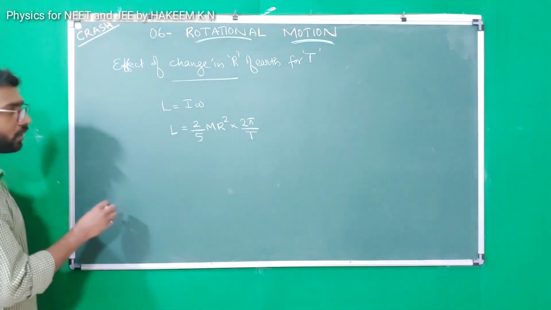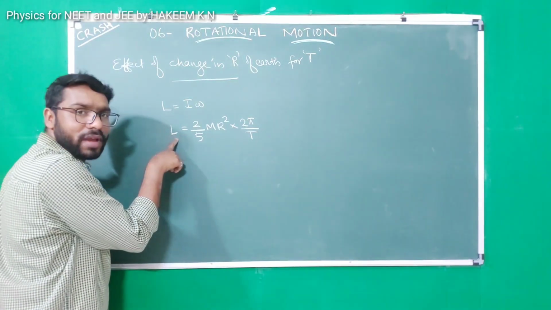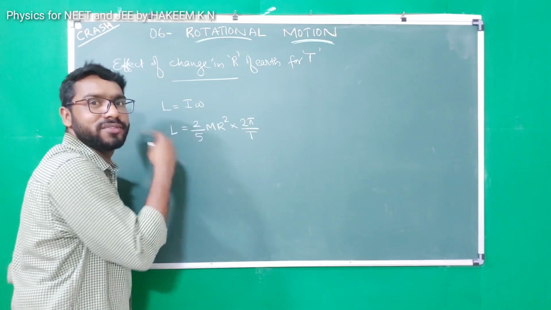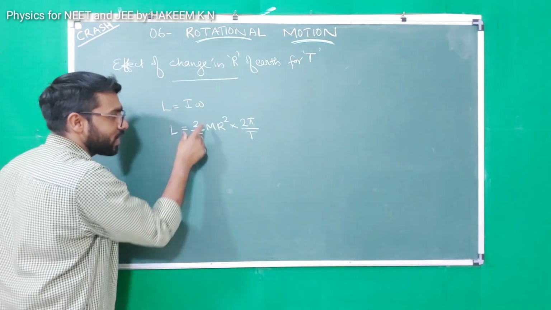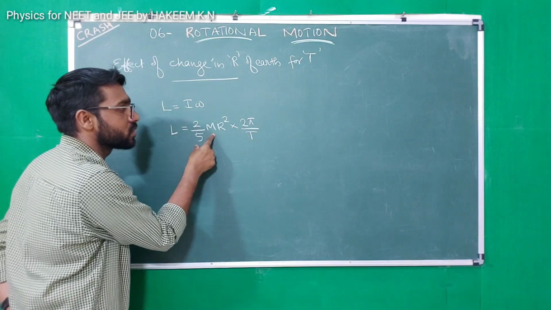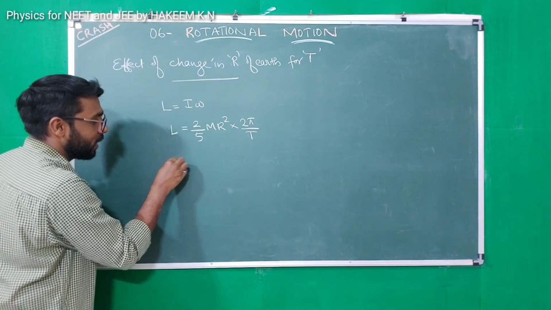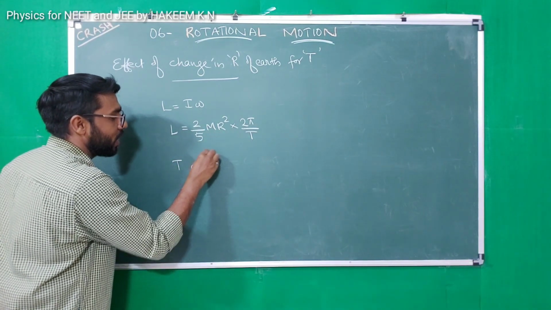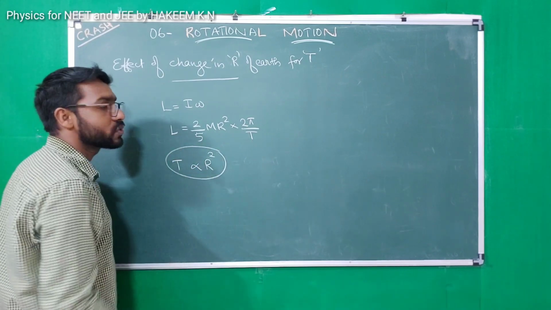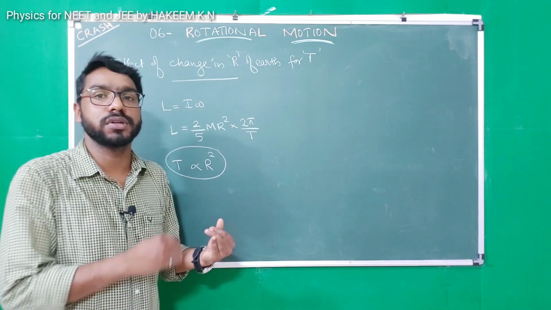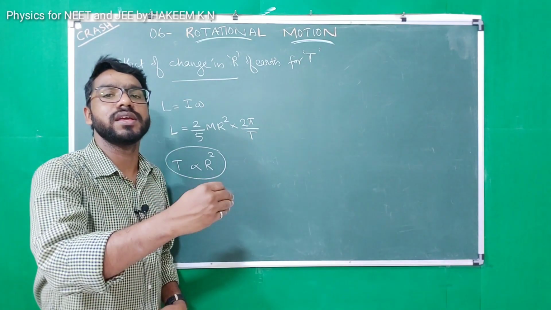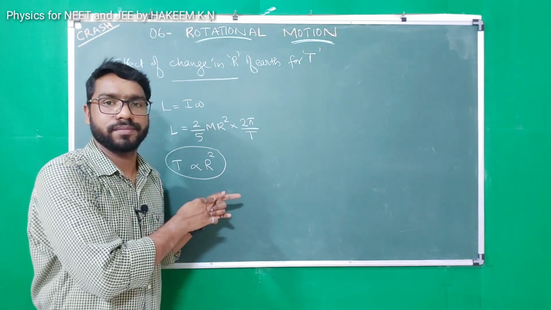If angular momentum remains constant, if there is no net external torque, then since mass is constant, we can say the square of the time period of rotation is directly proportional to the square of the radius of Earth.